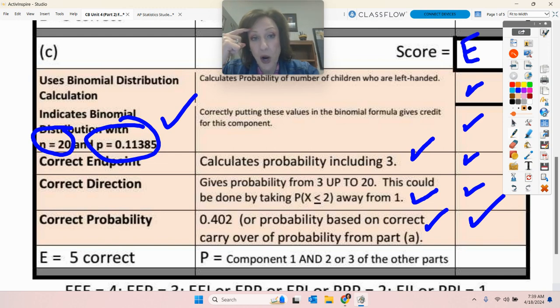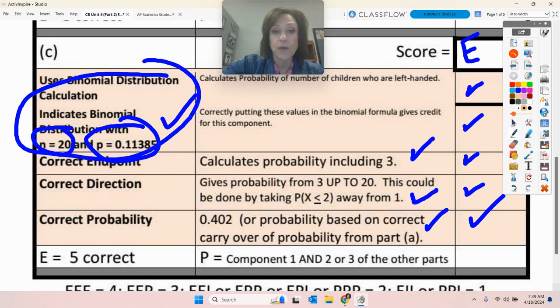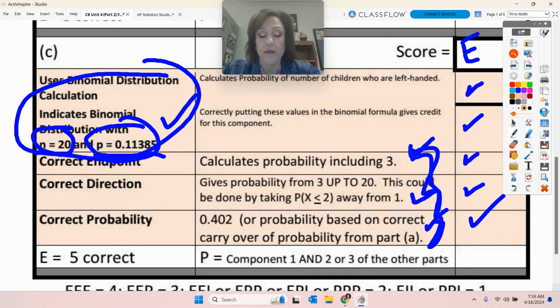To get a partial, you had to indicate binomial with an N of 20 and a probability of whatever you got from part A. And then any one of these right here. So something, if you could get credit for any of these, then you could get a partial. All right. So, 2 or 3 of these parts. So 2 or 3 of those. Why do I have 5 things?